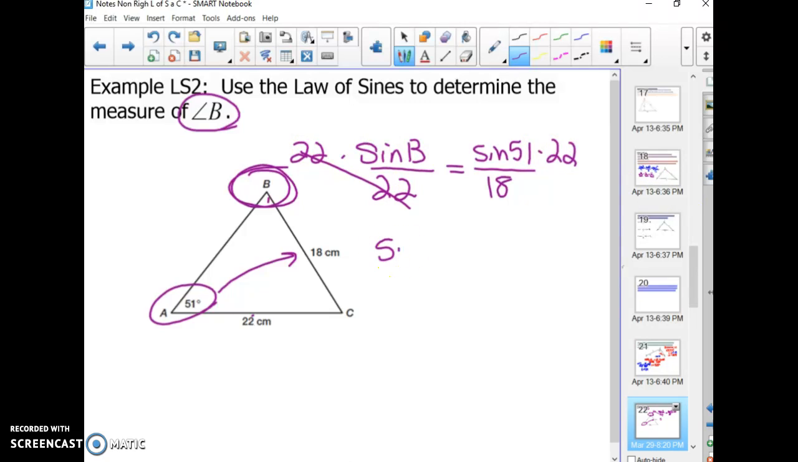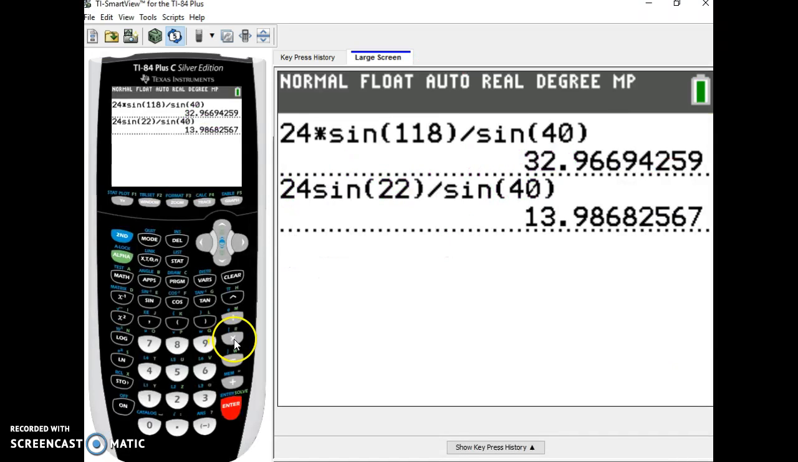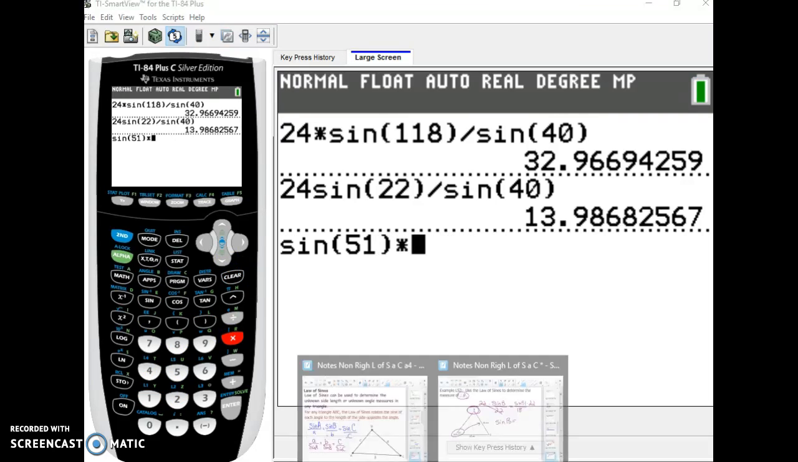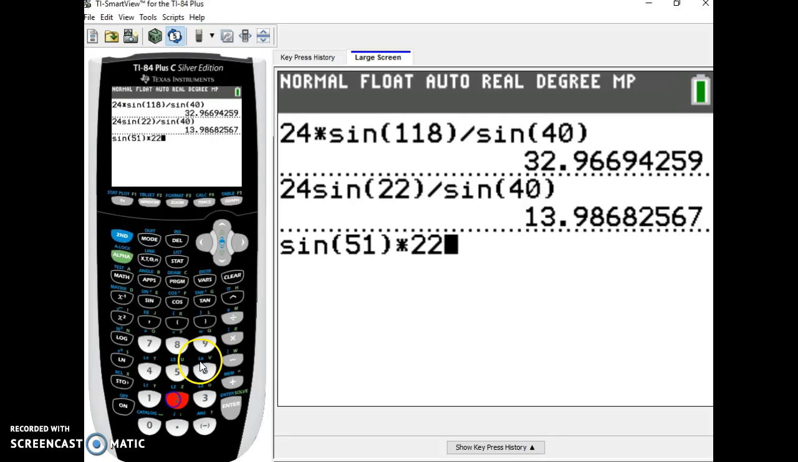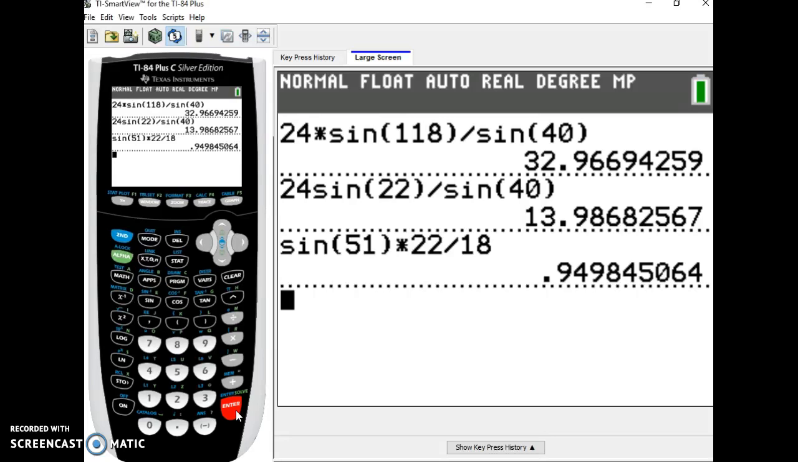So the sine of B is going to be the sine of 51 times 22 divided by 18. Clearing that, sine of 51, close it, times 22, divided by 18. So I get 0.949.